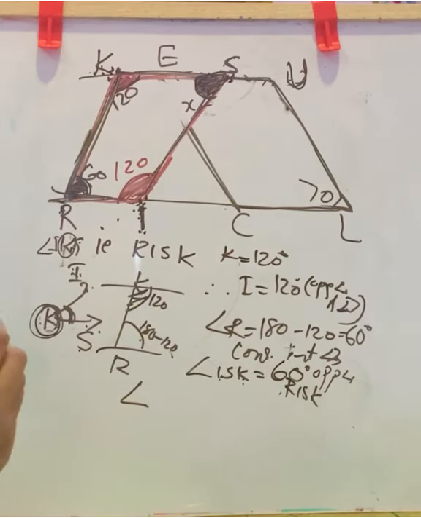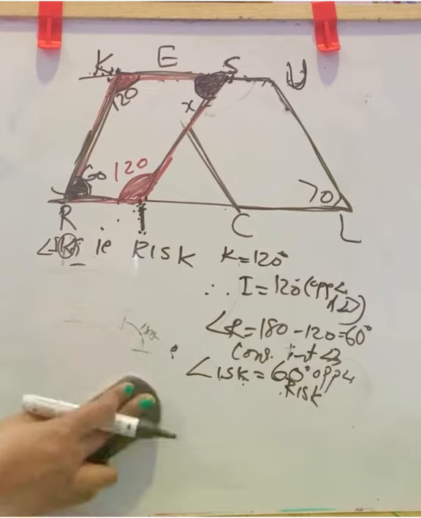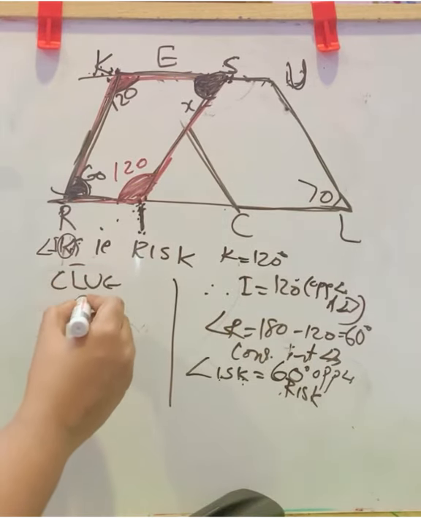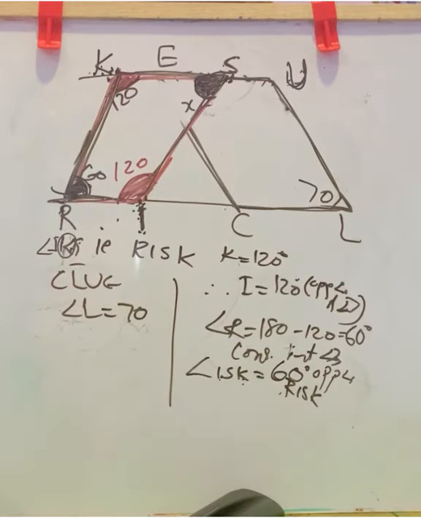Now keep it there. Now we will consider the other parallelogram, that is CLUE. And in that CLUE, we have angle L equal to 70.